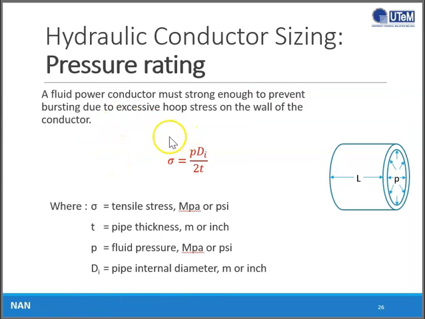Okay, this slide showing the pressure rating. A fluid power conductor must be strong enough to prevent bursting due to excessive hoop stress on the wall of the conductor. And this is the formula to calculate the tensile stress. So this is tensile stress, and this is the pipe thickness, and this is the fluid pressure, and this is the pipe internal diameter.